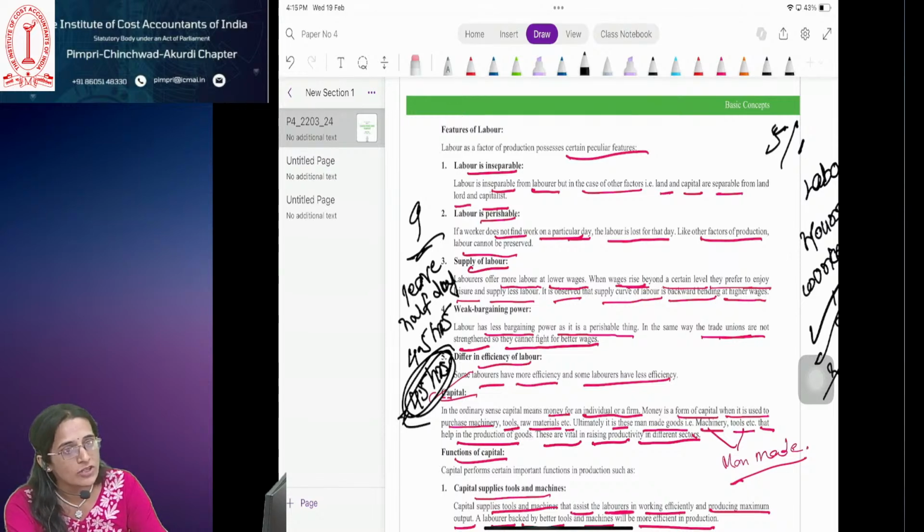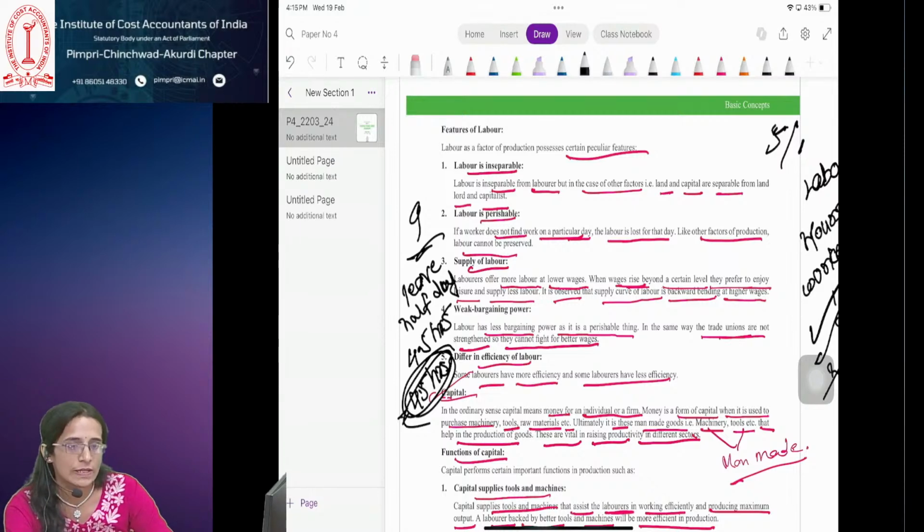So they go on strike, and they have 4, 5, 10 demands. Even though they go on strike, only 3, 4, 5 demands will be fulfilled and they will be brought back. So their bargaining power is very weak. Labor has less bargaining power as it is a perishable thing. In the same way, trade unions are not strengthened, so they cannot fight for better wages.